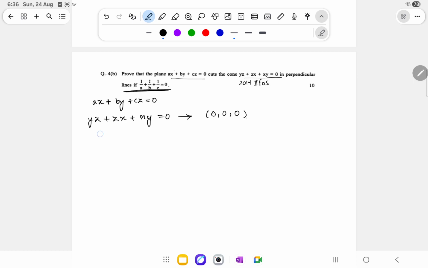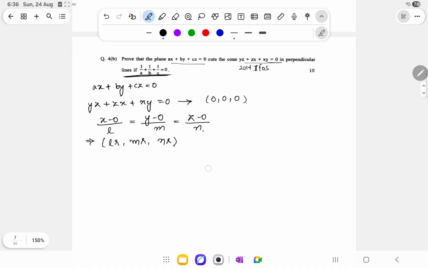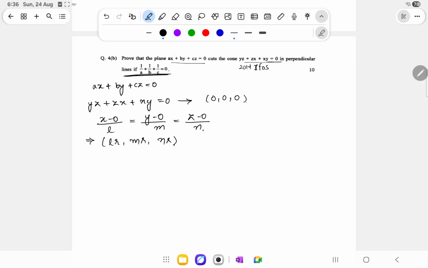So equation of any generator line will be basically (x minus 0)/l = (y minus 0)/m = (z minus 0)/n, where l, m and n are direction cosines of the line. So any arbitrary point on the generator line will be lr, mr and nr. And this arbitrary point must satisfy the equation of both the plane and the given cone.